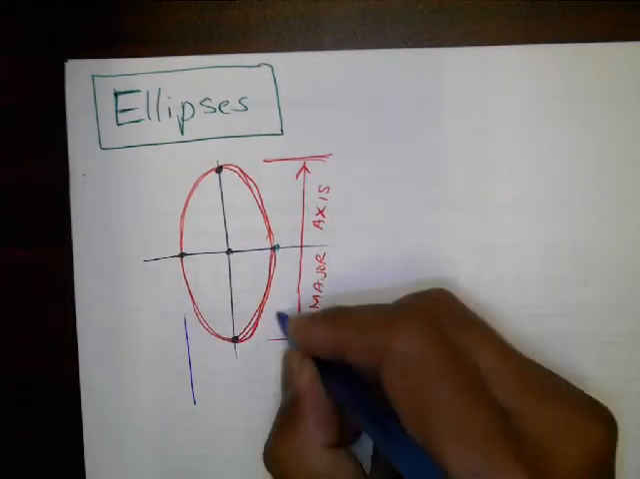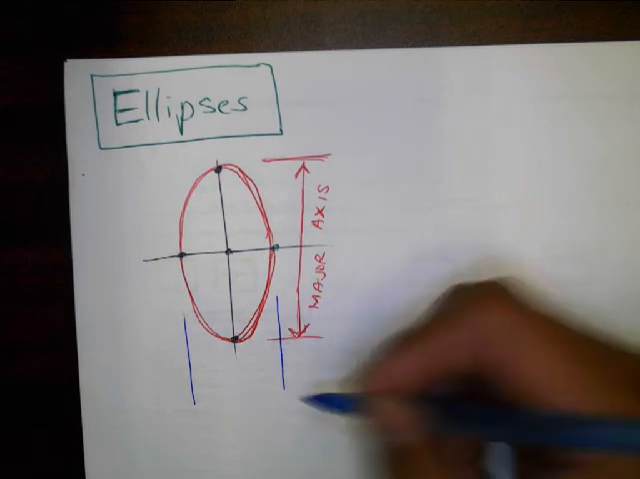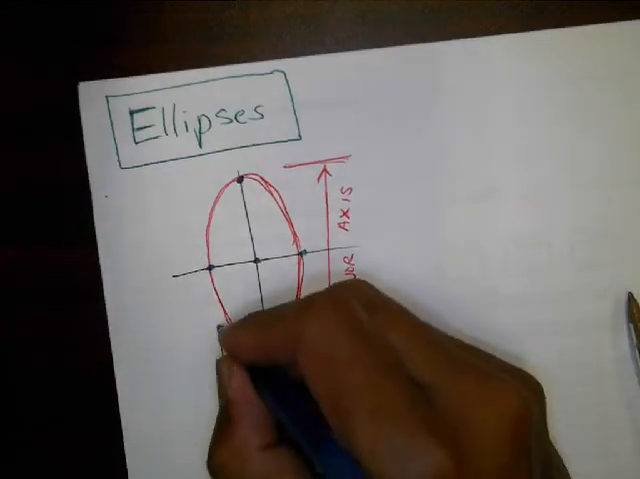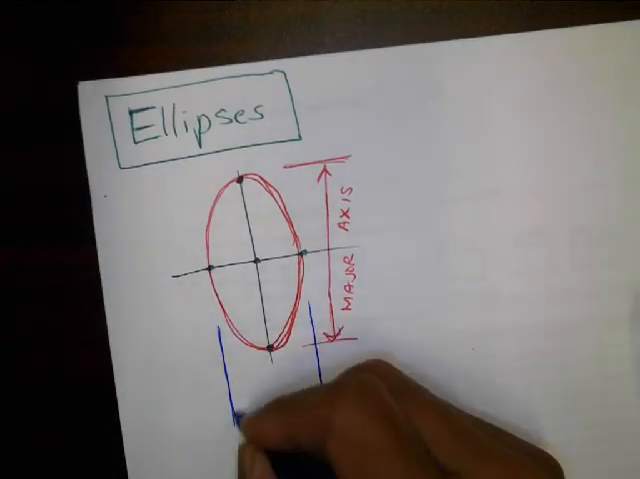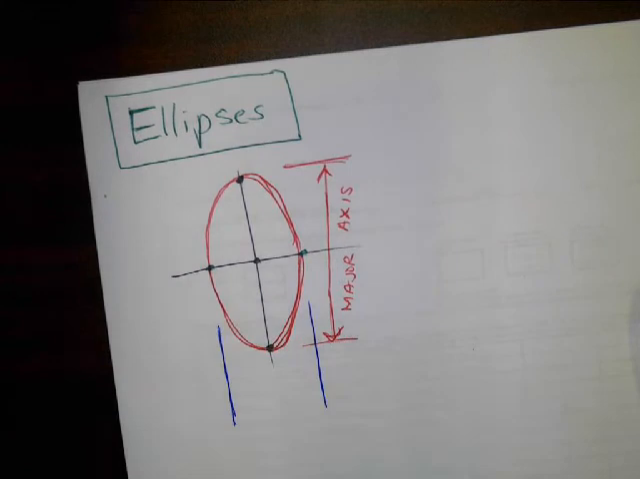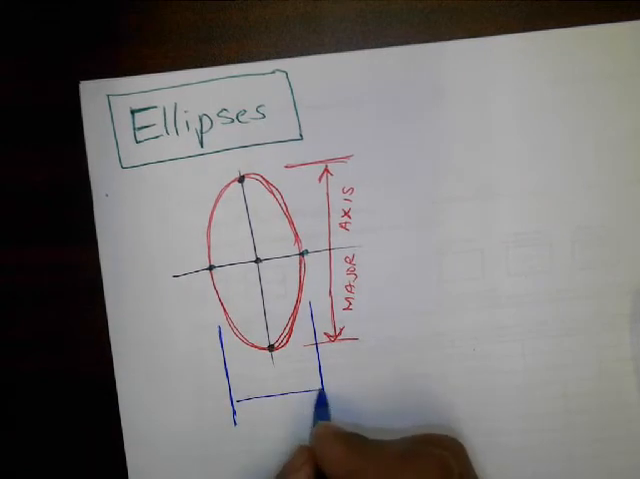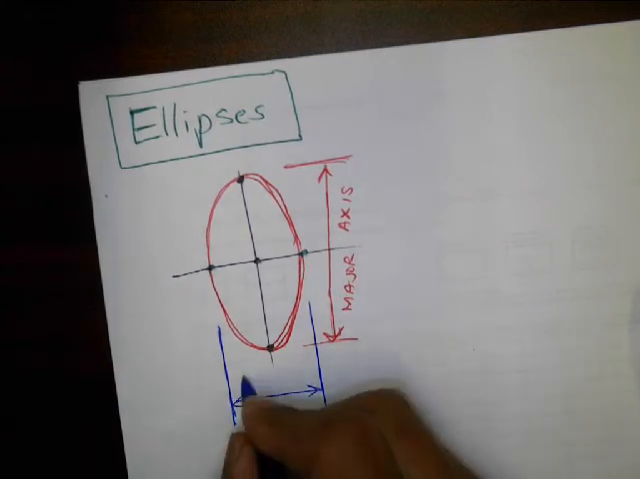This one would be the what? Kind of like the opposite of major. This is the smaller or the shorter one. This one's called the minor axis. This way.